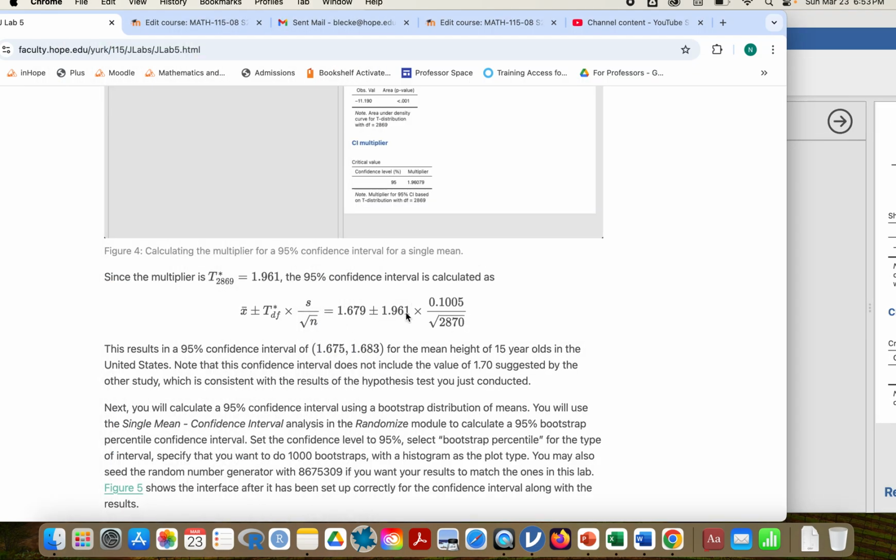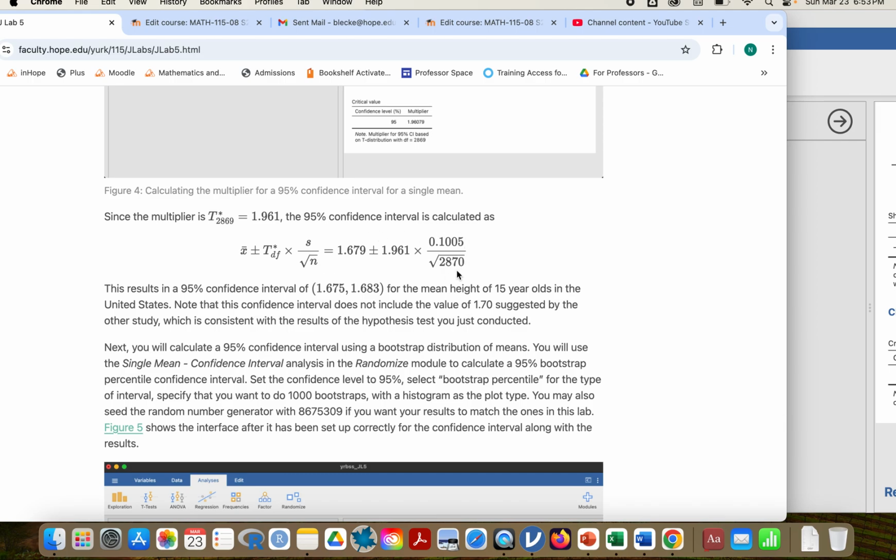The 1.679 is from our point estimate. This is our sample standard deviation, and this is our sample size. If we punch this into our calculator, we do 1.679 minus this value, which is referred to as the margin of error, and you get 1.675. If you take your point estimate and add your margin of error, you get 1.683. And so we are 95% confident that the population mean is somewhere between these two values.